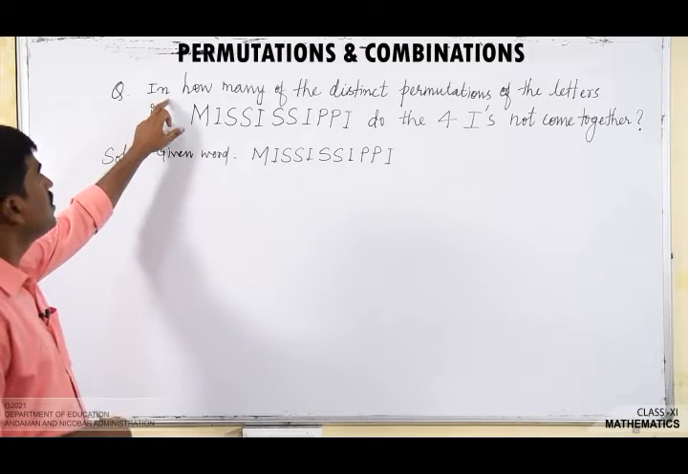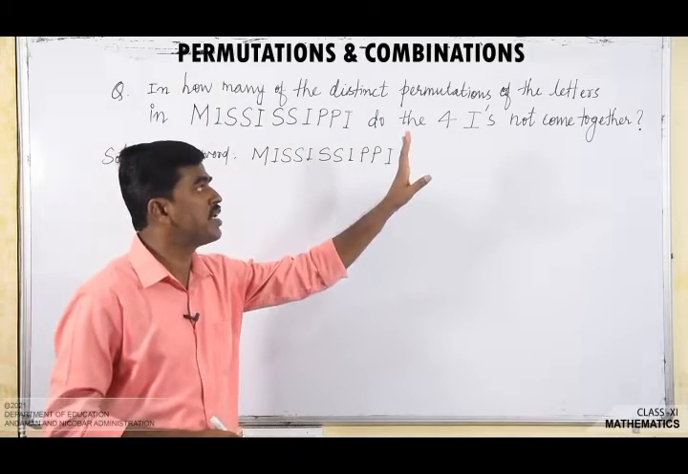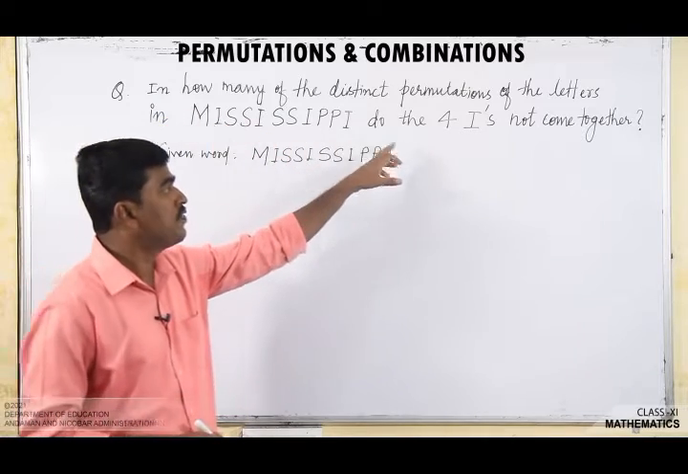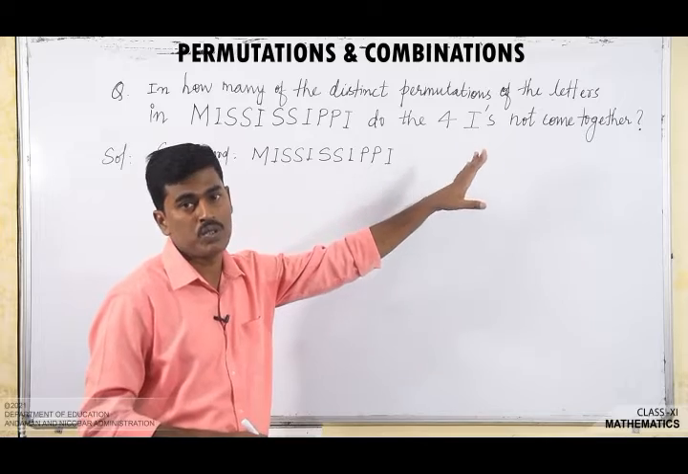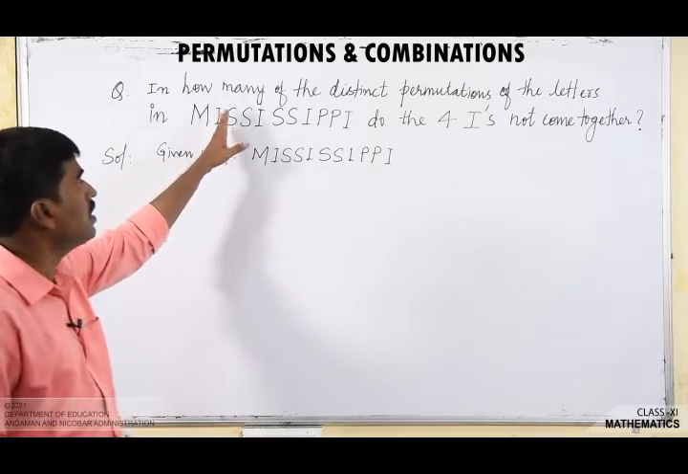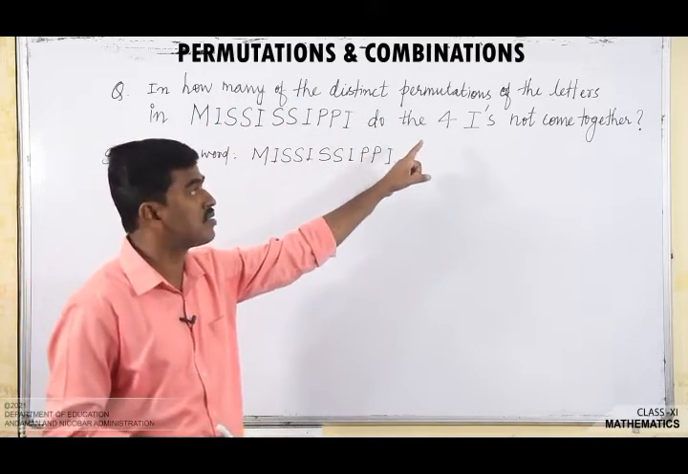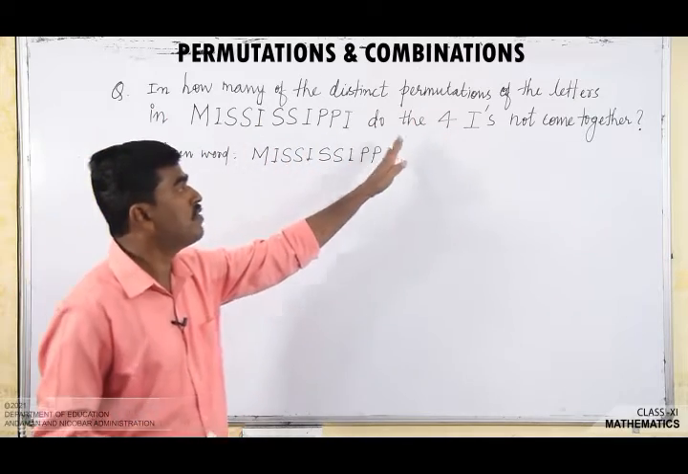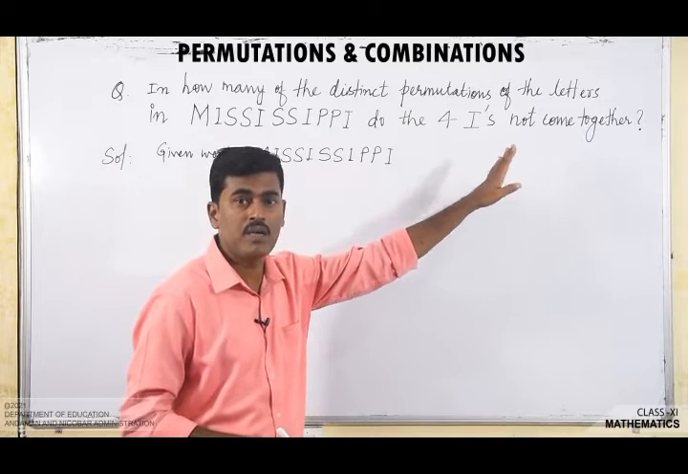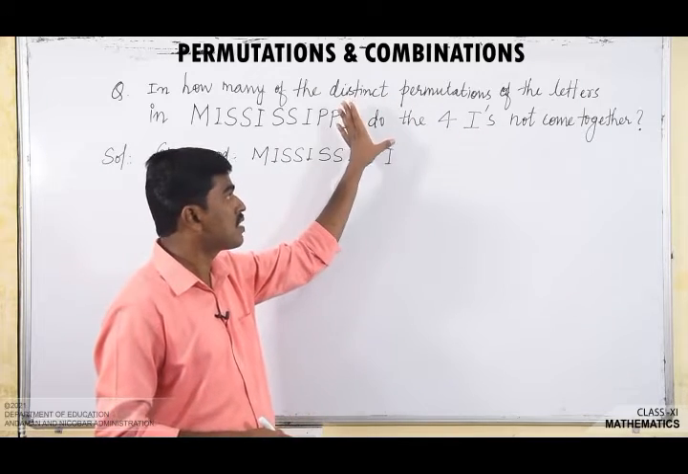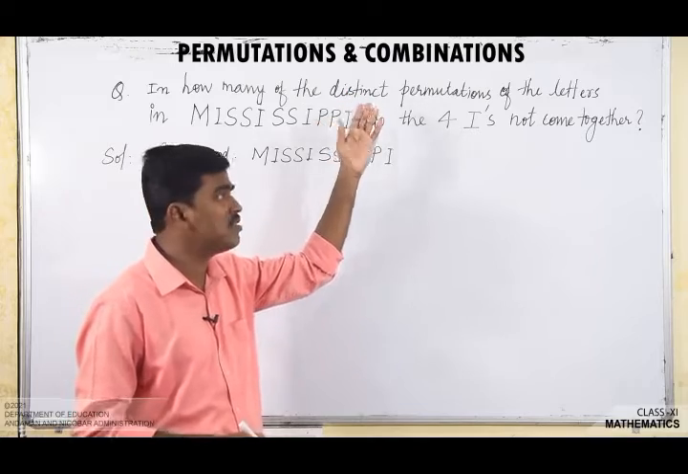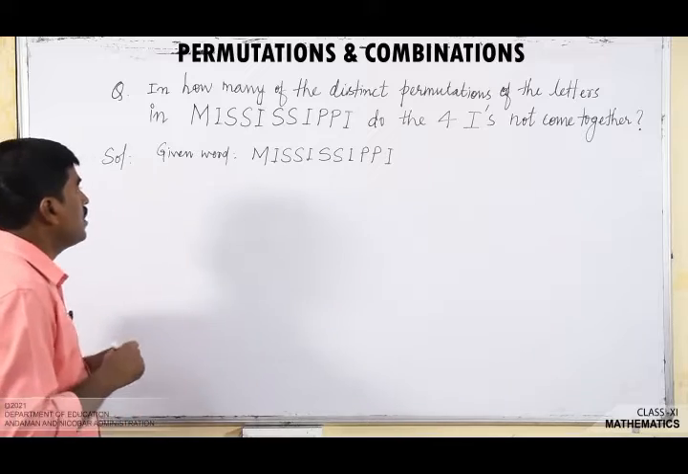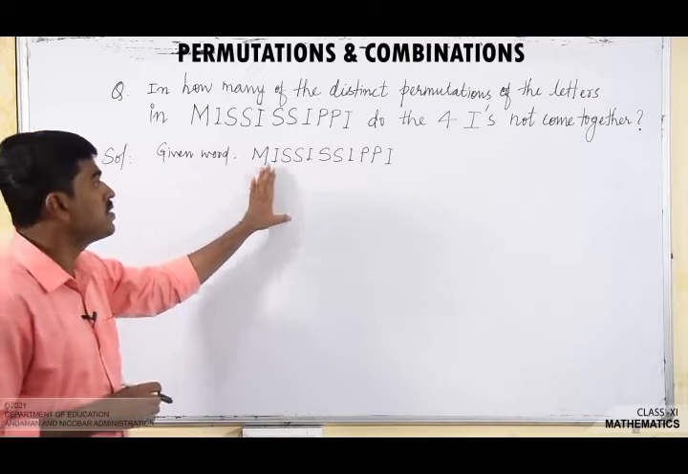The question is, in how many of the distinct permutations of the letters in the word Mississippi do the 4 I's not come together? It is asked that in how many of the distinct permutations do the 4 I's not come together. So here the given word is Mississippi.